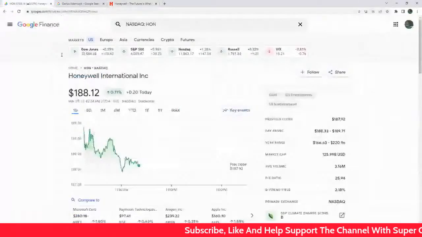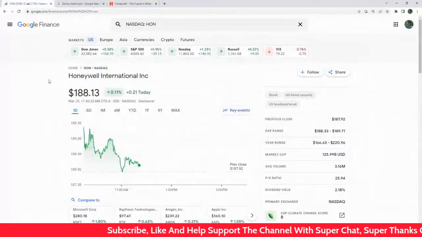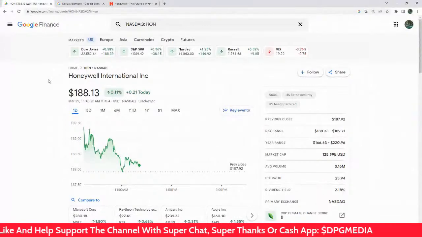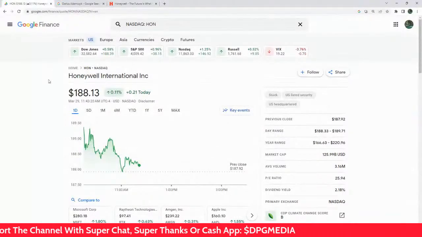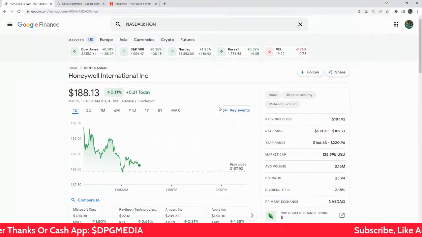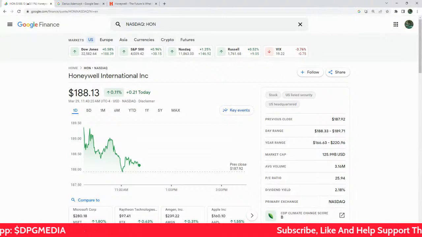So again, their stock symbol is HON, Honeywell International Incorporated.